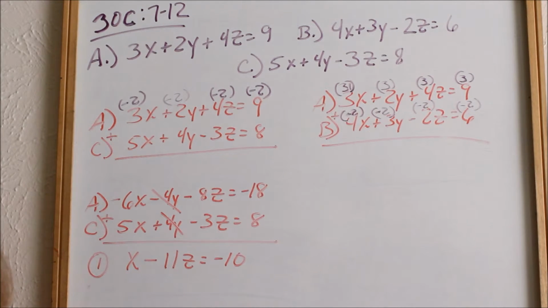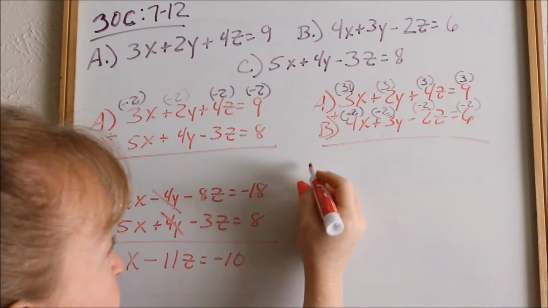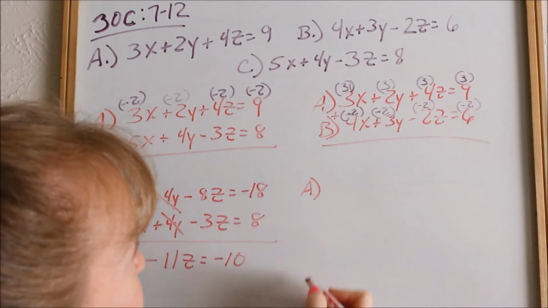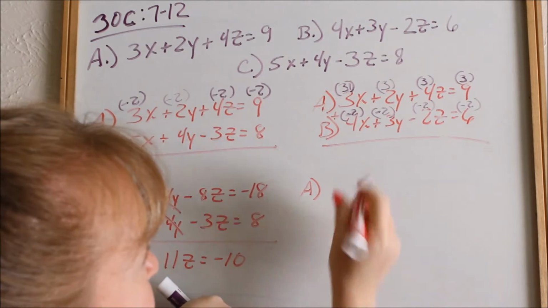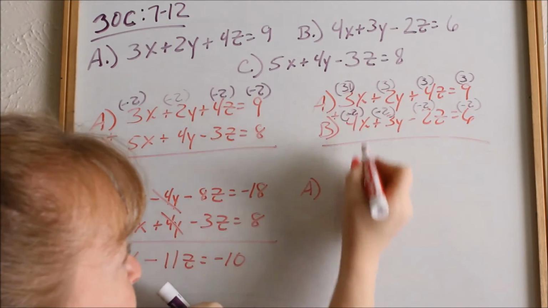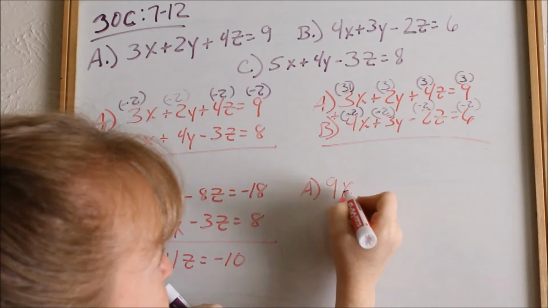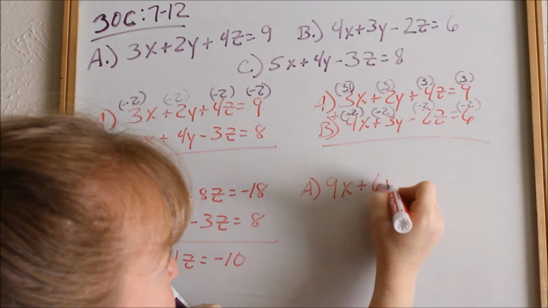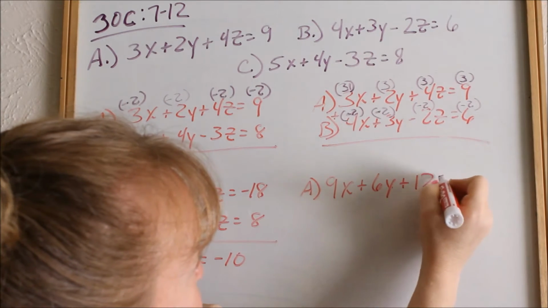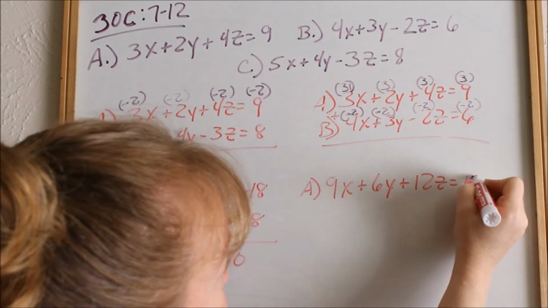So I'm going to rewrite my equations. I'm labeling them just so I can keep up with them. This is equation A multiplied by 3. So 3 times 3x is 9x, plus 6y, plus 12z equals 18.